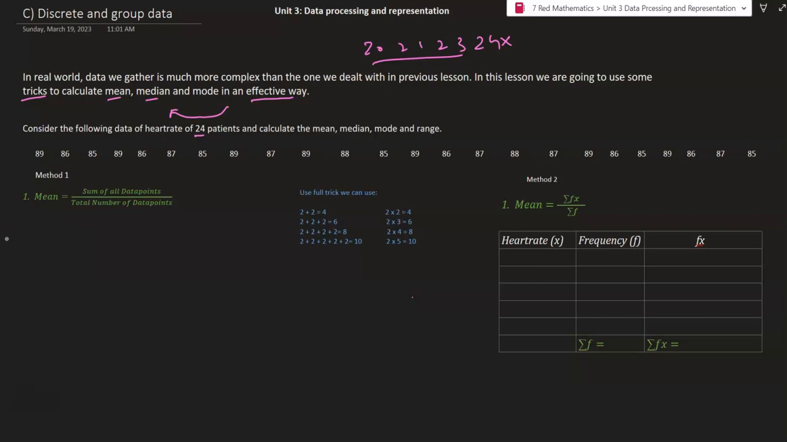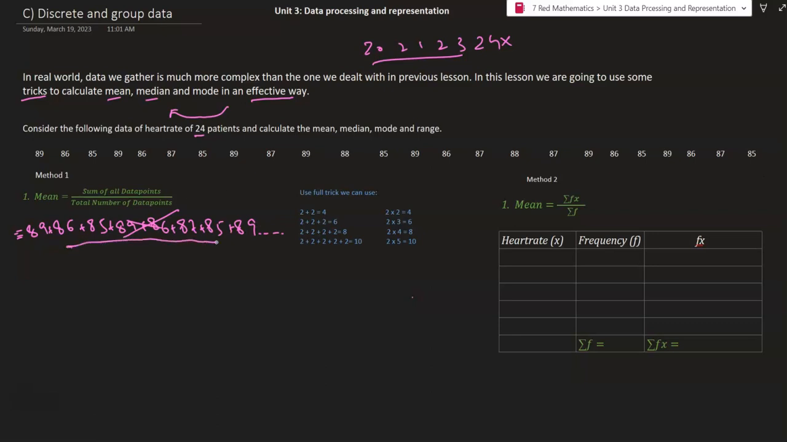So let's start with this. The formula is already there, so I'm not going to rewrite it. I'm just going to put in the values. So I'm going to start adding: 89 plus 86 plus 85 plus 89 plus 86 plus 87 plus 85 plus, and I'm done. I'm tired, I cannot do this anymore. It will take a lot and lot of time to just write this.